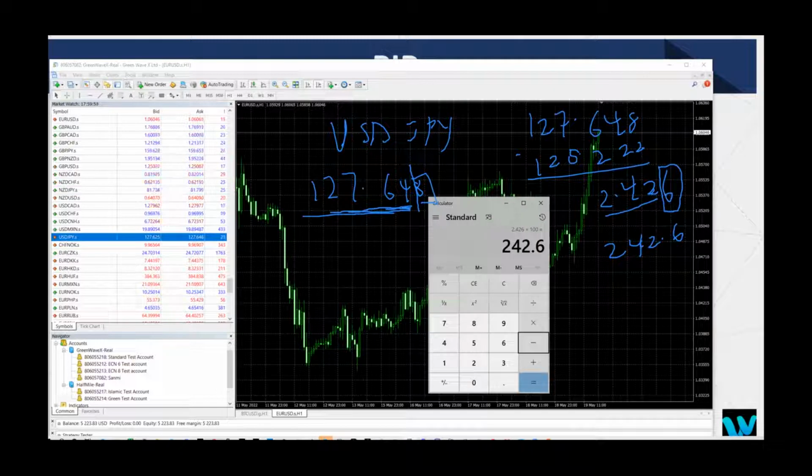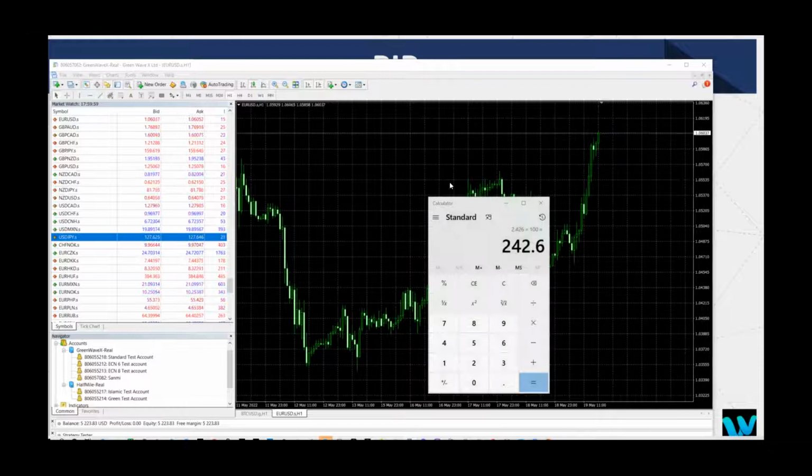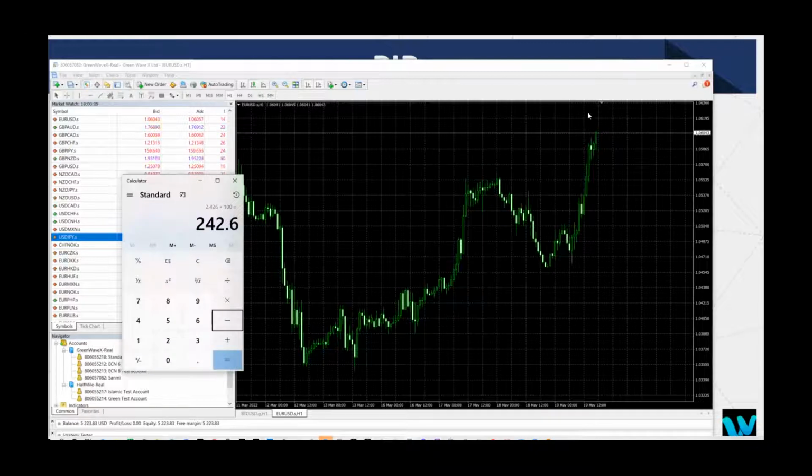But is it every time we have to be going through all this? Let's find a way we can do it on the MetaTrader 4. That is a tool that we can use for that. We can just pick a tool here and drag it to know the number of pips.